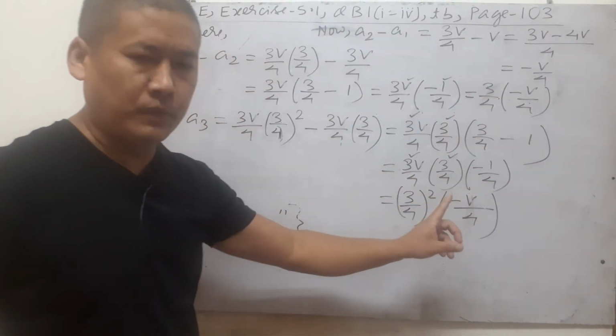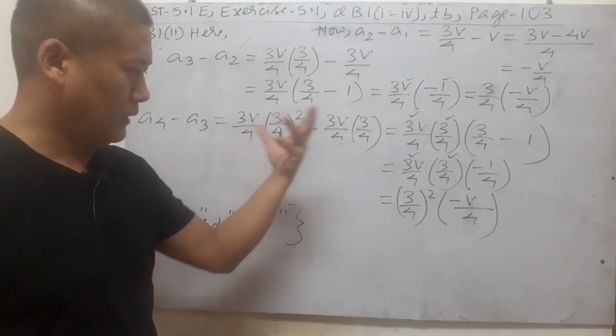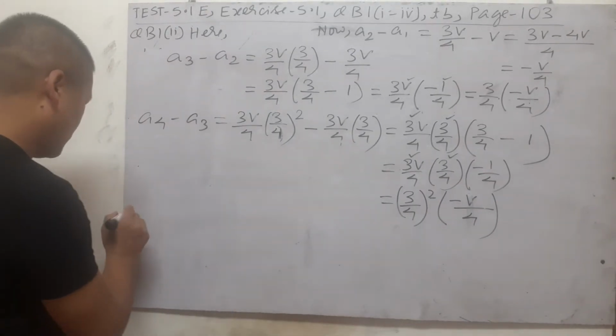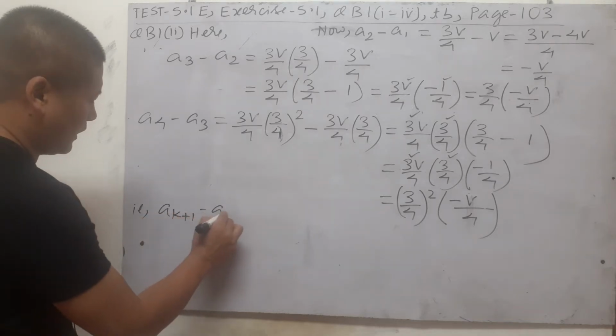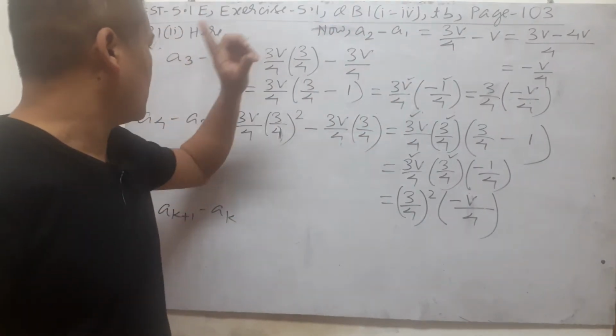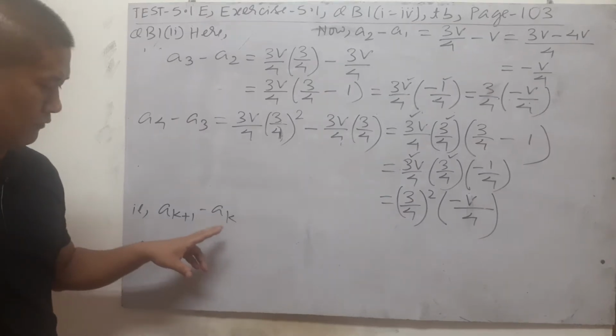When we put it in a comparable form like that, it's very easily noticeable whether they have a common difference or not. Either way, it's very noticeable. So we can write here, we find A(k+1) minus A(k), which is A2 minus A1, A3 minus A2, A4 minus A3. All these are called A(k+1) minus A(k), which is the common difference.